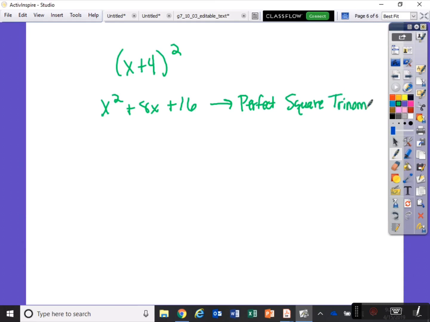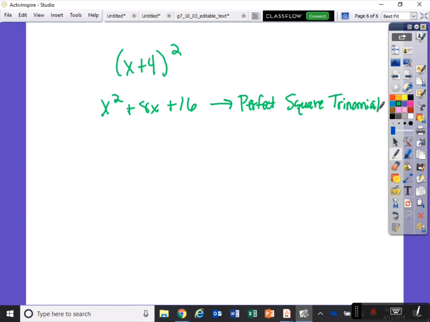The reason it's a perfect square trinomial is because the first number is a perfect square, the last number is a perfect square, and the middle is found by multiplying and doubling those square roots. What's the square root of x squared? x. What's the square root of 16? 4. The product of that is 4x, doubled, 8x. If it meets that criteria, it is a perfect square trinomial.